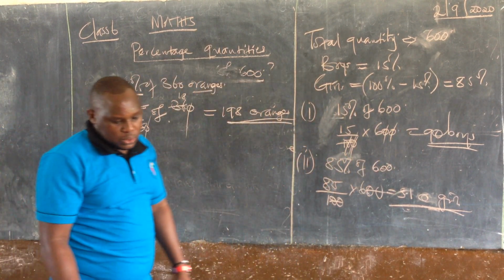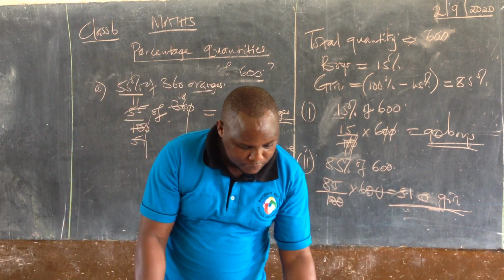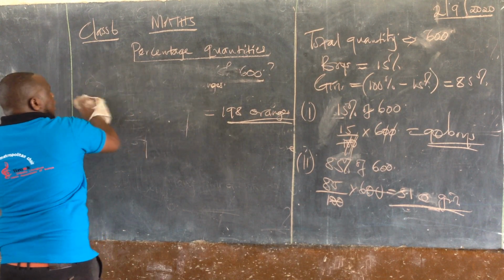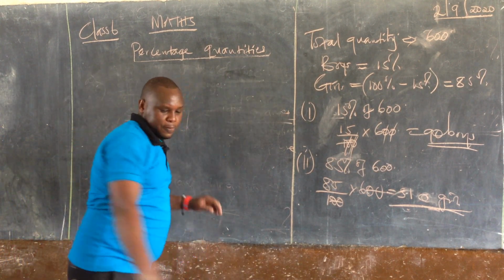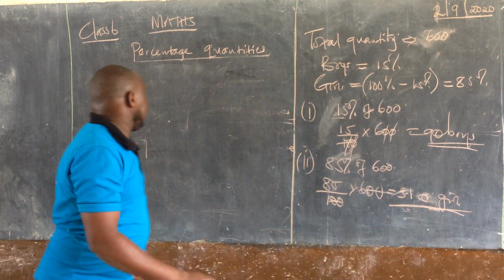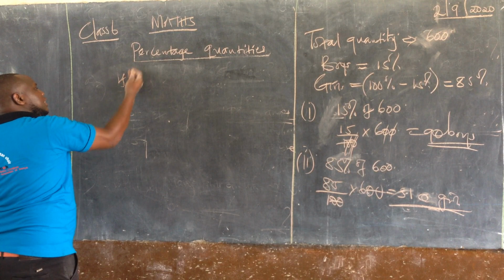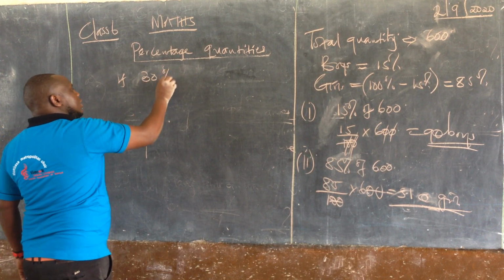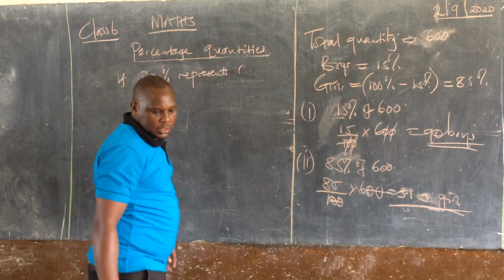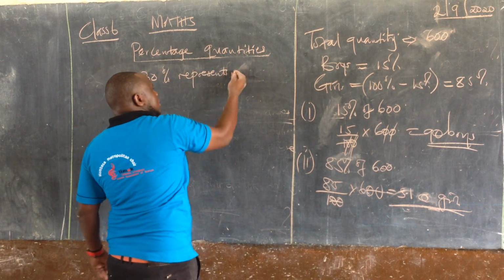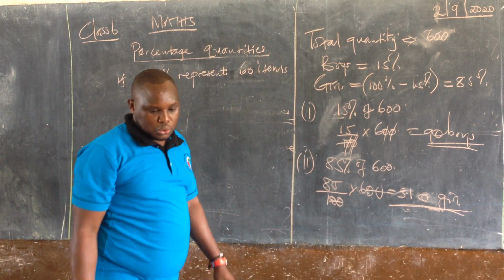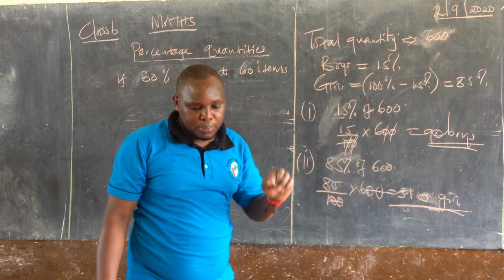So we can have also another question. Now away from that, we can be given another question which says, I want you to hear this question: if 30% represents 60 items, and as to go together, how many items are there in the shop?